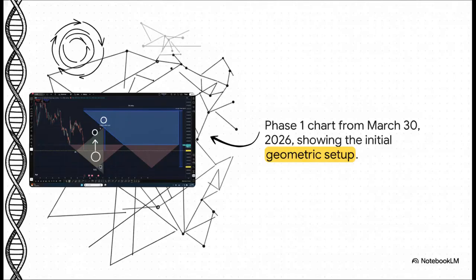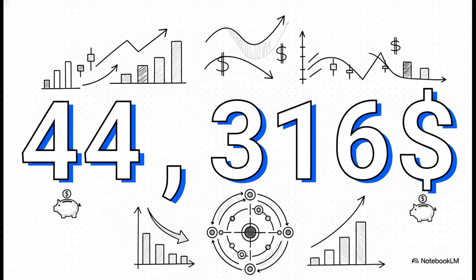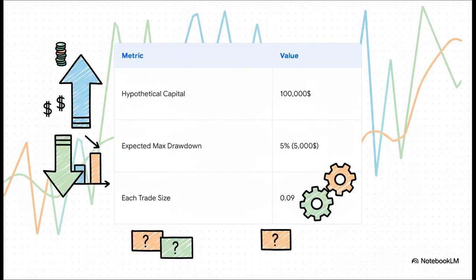All right, here's the initial chart recorded on March 30th, 2026. You can see the geometric structure that was put in place. And notice it included two potential entry zones, which are marked by the points M and C. So based on those two potential entry points, a single mean entry price was calculated for this cycle. And that number came out to $44,316.